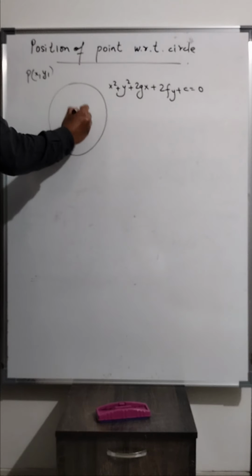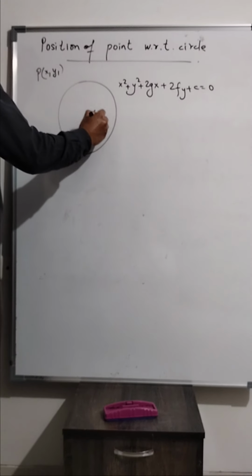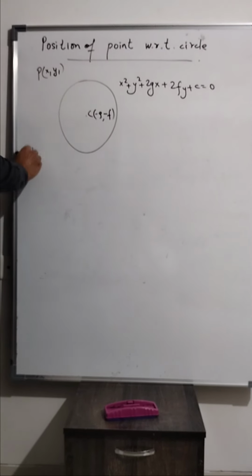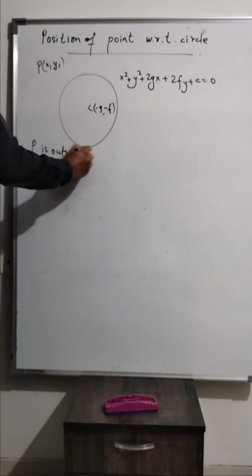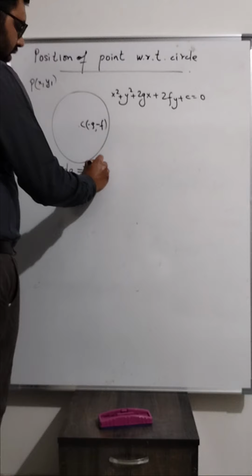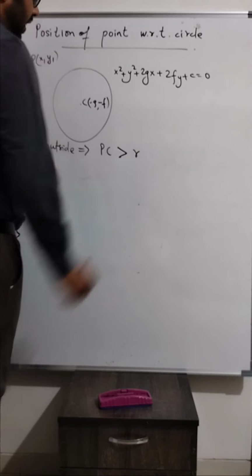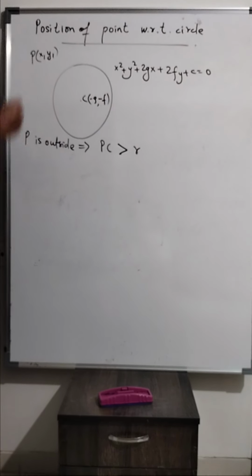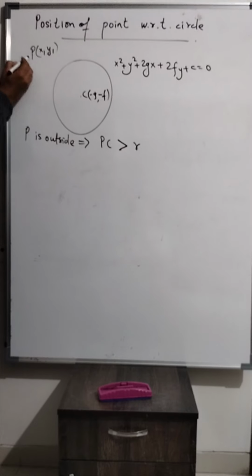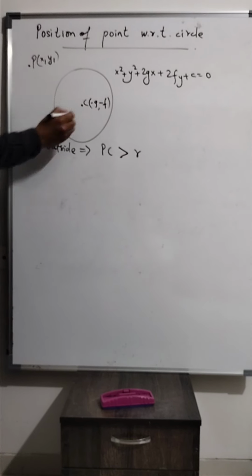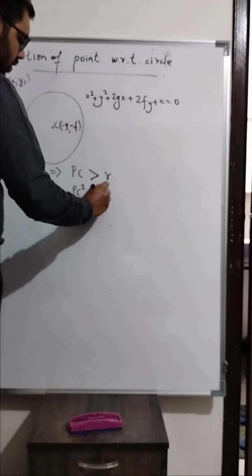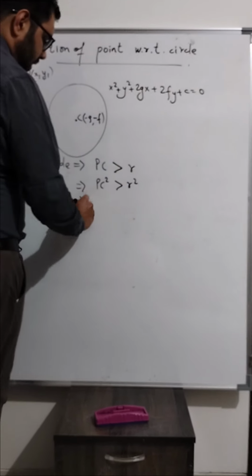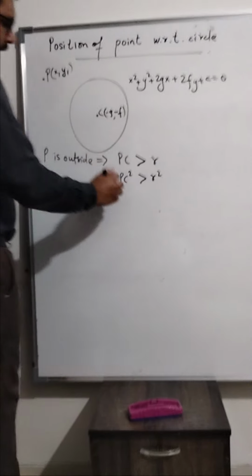So it's simple. Suppose the center will be (minus g, minus f) here. So if a point P is outside, then it automatically implies that its distance from the center of the circle, which is PC, must be greater than the radius of the circle. If a point is lying outside the circle, then obviously its distance from the center of the circle will be greater than the radius. So if we take square on both the sides, PC square will be greater than r square. And then here we can apply the distance formula.